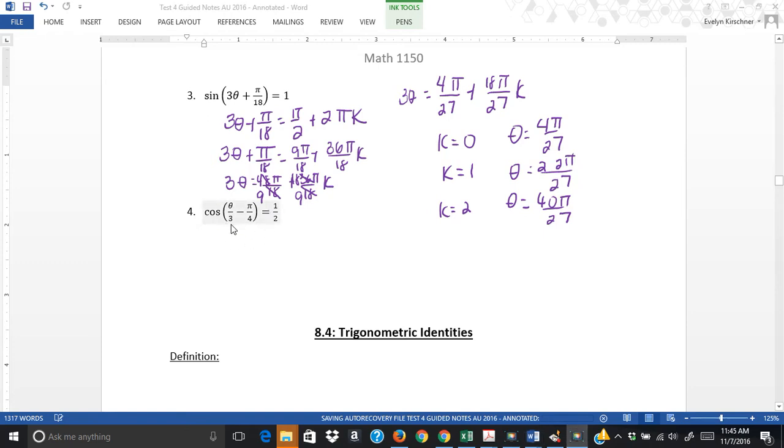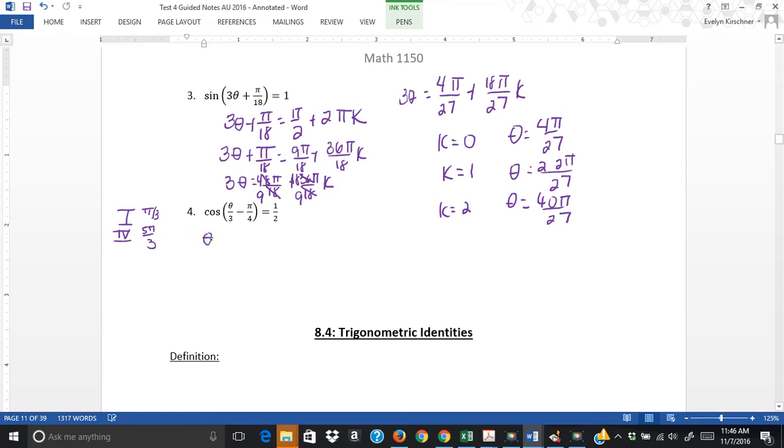Right, so this one's a little bit different. Instead of multiplying a number bigger than 1, I'm multiplying a number less than 1, 1/3. I still want to know when is the cosine 1/2. Well, the cosine is 1/2 in positive in the first and the fourth quadrants, and in the first quadrant it is pi over 3, and in the fourth quadrant it is 5 pi over 3.